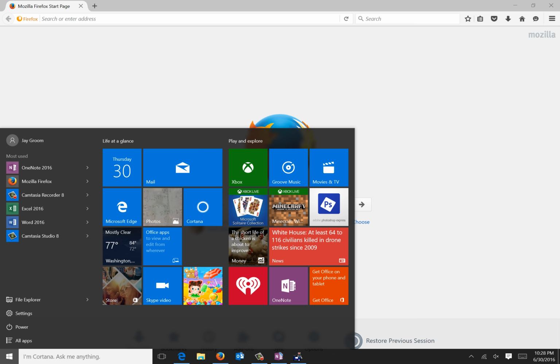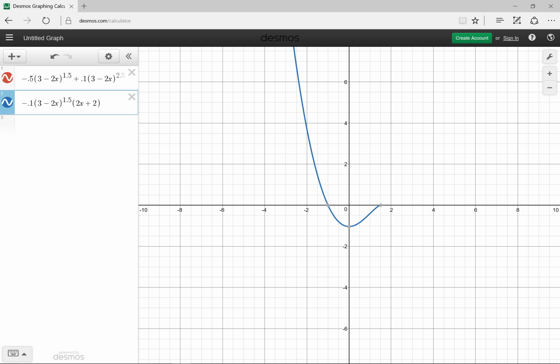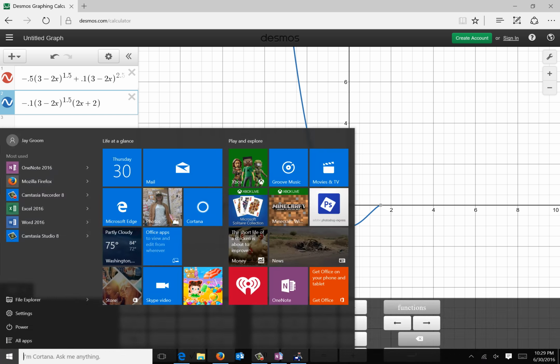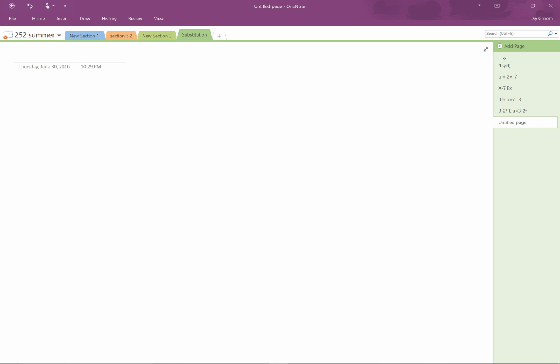Alright, so the way I would probably check it, the easiest way to do it would be to use the graphing calculator. So I graphed them both. As you can see, they're right on top of one another. Maybe you can. Yeah, there you go. Boom. That's the easiest way to check. So if you get an answer that's different in the back of the book, that's the fastest, easiest way to do it.